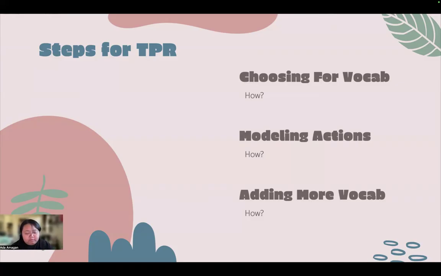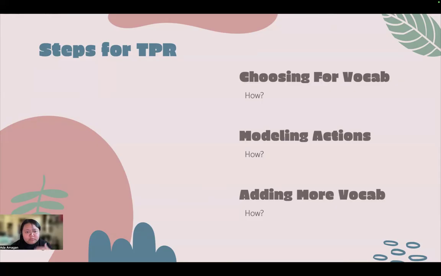You say the word aloud in the target language that you are teaching while physically performing the action. For example, if you want to teach jump, you say jump and then jump up and down. You want to make sure that you're speaking slowly and clearly so students can hear the word while watching the action. And adding more vocabulary is also a huge step that incorporates the first two.